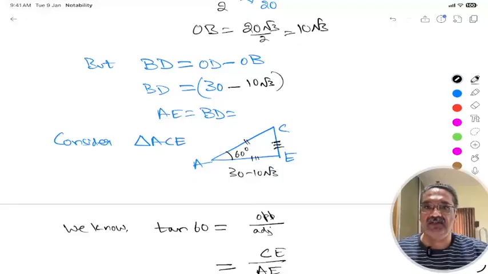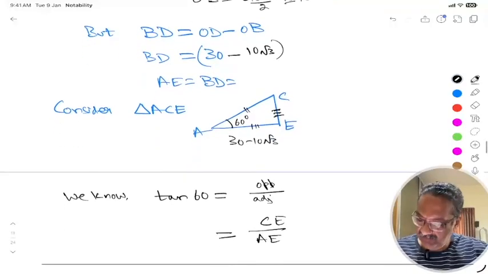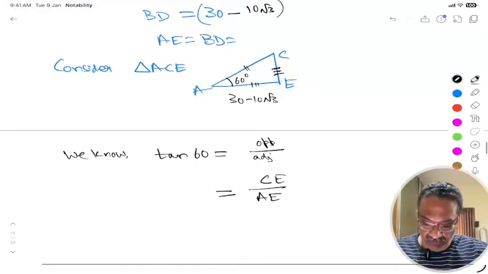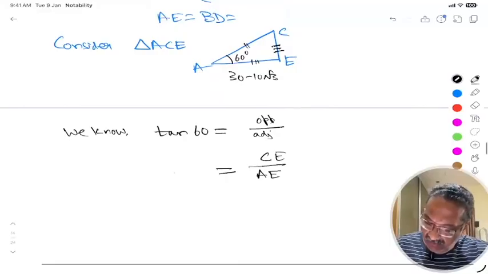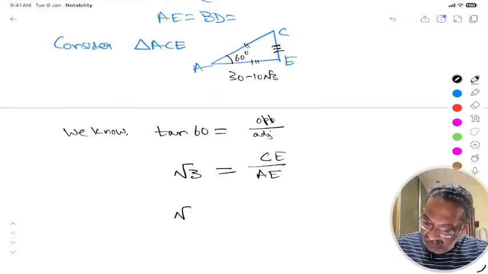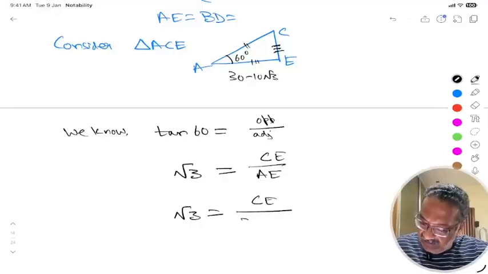Remembering the trigonometric ratios is a challenge. Okay. So this will be CE. Let's come to the problem now. So tan 60, what is the value of tan 60? Tan 60 is root 3. So root 3 is equal to, we want CE, CE divided by AE, which is 30 minus 10 root 3.